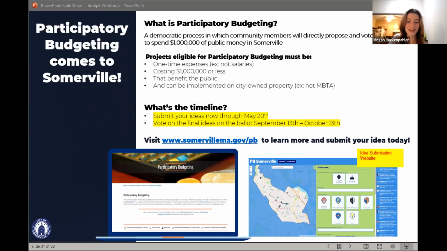In the 8 days that we've had this website open, we have had over 400 ideas submitted by residents like yourself. And for the first time we're launching this, it has been a really pleasant surprise to see how many ideas the residents have come up with and how creative they are. The website for this, we've shortened so as to not be misspelled, since participatory budgeting is a very long term. The website is www.somervillema.gov/PB.